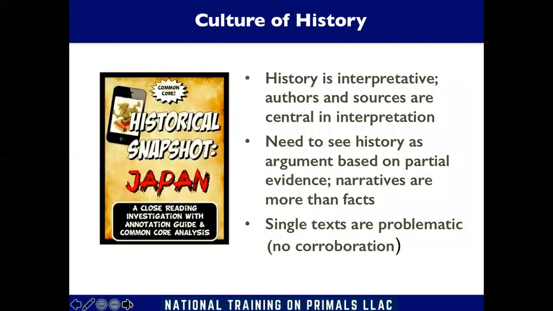On the other hand, history is interpretative. Authors and sources, especially primary sources, are central in interpretation. Students need to see history as argument based on partial evidence and to see narratives as more than facts. Bias and prejudice have to be gleaned by the student in reading historical materials. This is why single texts are problematic in history. There has to be corroborative material to get more evidence in order to make valid conclusions about the historical event being studied.